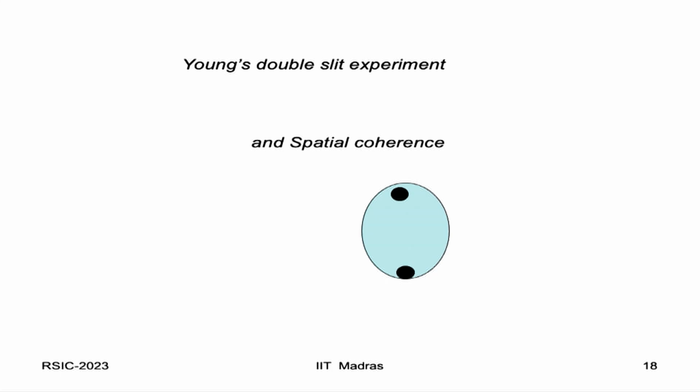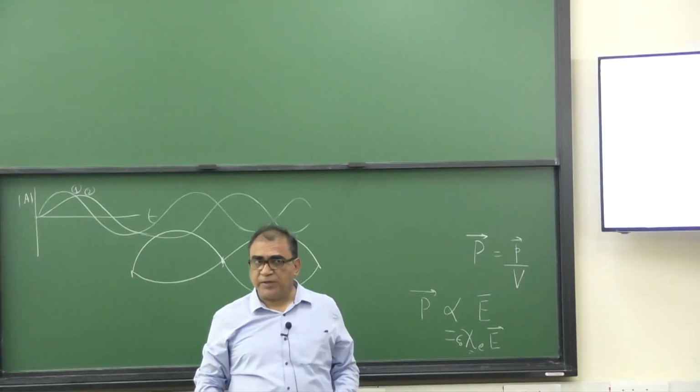So here we are talking about spatial coherence. Here we talked about temporal coherence. You should have space as well as time.